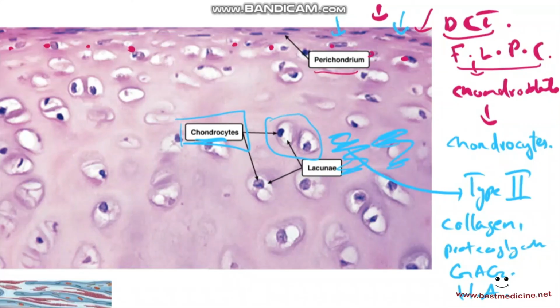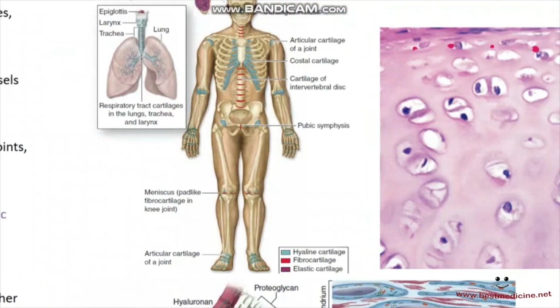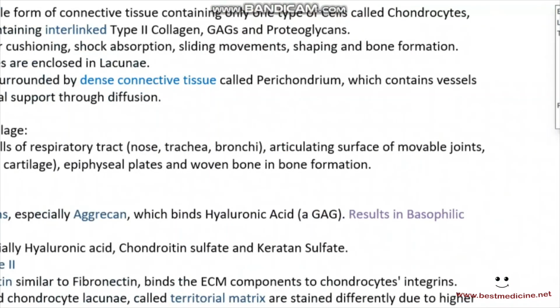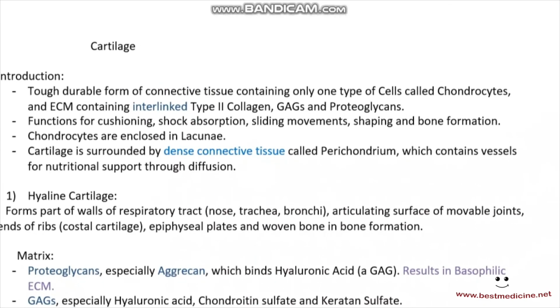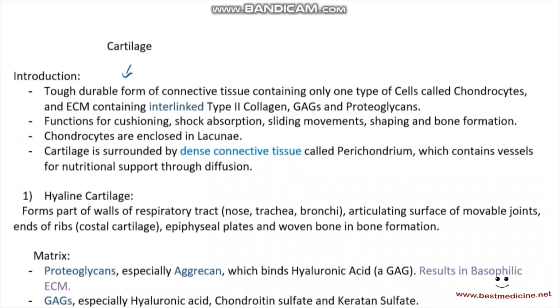So let's move on to our notes and see what we have studied. So what we have learned is the introduction to cartilage. We studied some of the basic components. What cartilage is: a tough, durable form of connective tissue, and it contains only one type of cells, which were the chondrocytes. These chondrocytes came from the perichondrium that contained fibroblast-like progenitor cells that differentiated into chondroblasts, and then they gave rise to chondrocytes. And it had an ECM, right? And it contained interlinked type 2 collagen, GAGs, and proteins.